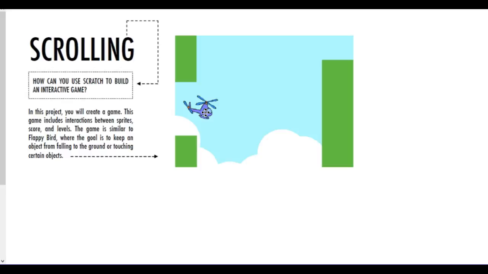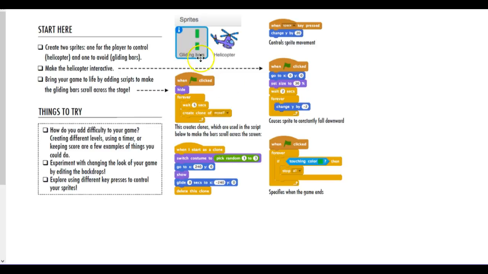And Flappy Bird just goes on forever, right? It doesn't stop. It continues and continues and continues. So we're going to make that game. Feel free to make it Flappy Bird if you really want to, but this is a helicopter game. And essentially, this is how it works. We're going to have one sprite called Gliding Bars. And it's going to have two different kinds of backgrounds. One is going to have a gap in it, and one is going to be a solid bar.